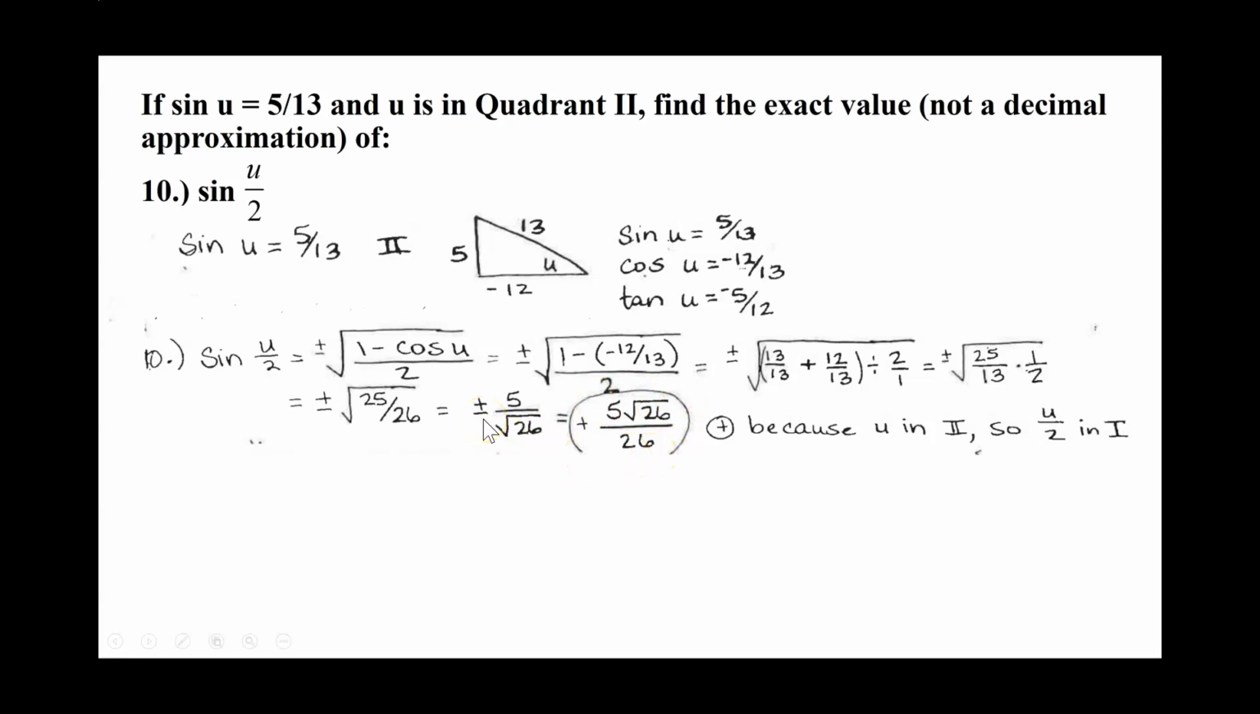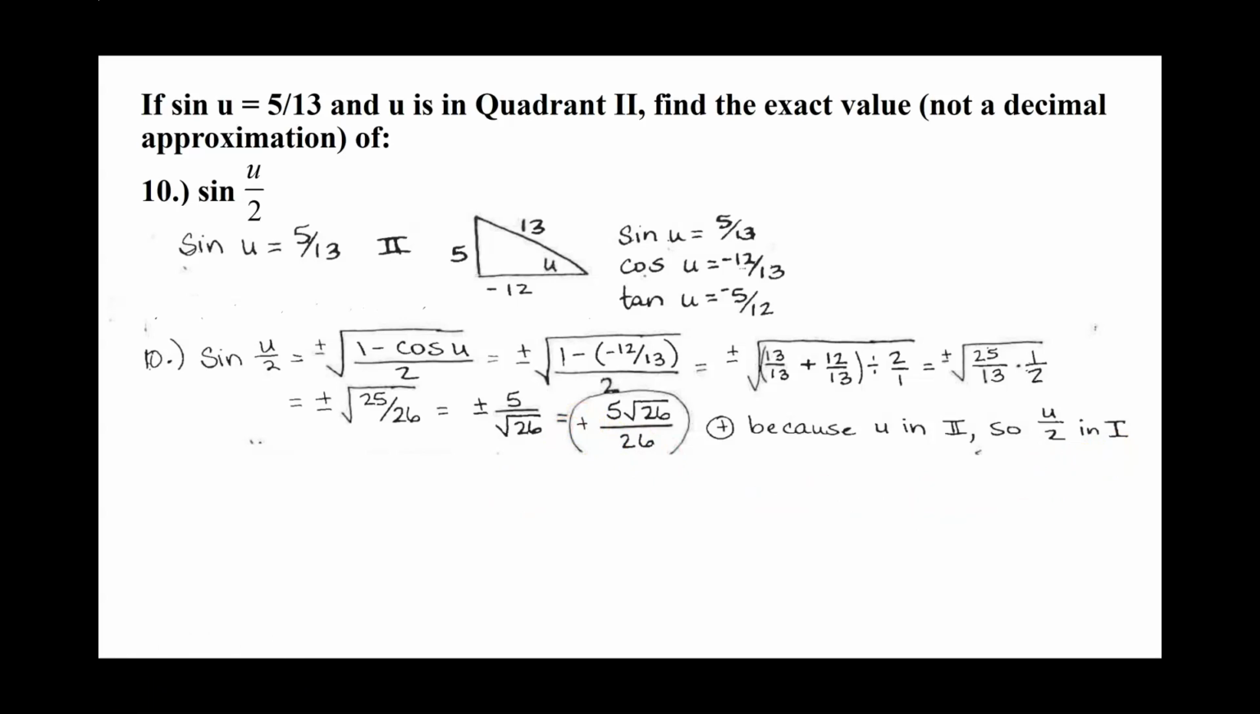Now, this is not positive or negative. It's one or the other. And so to figure that out, they told me that u was in quadrant number 2. All right, if u is in quadrant number 2, where is u divided by 2? Well, if you take quadrant number 2 and you divide it by 2, you get 1. If you'd rather think of it in terms of the degree values, all right? In the second quadrant, it's 90 to 180. If you divide each of those values by 2, that would be 45 to 90. So u over 2 would be between 45 and 90. And again, that's the first quadrant. So the sine in the first quadrant would be positive.